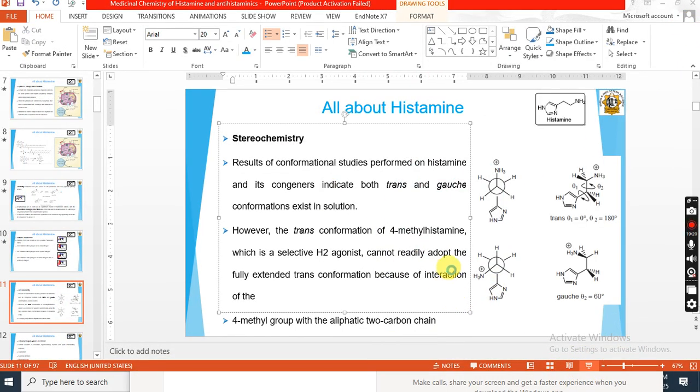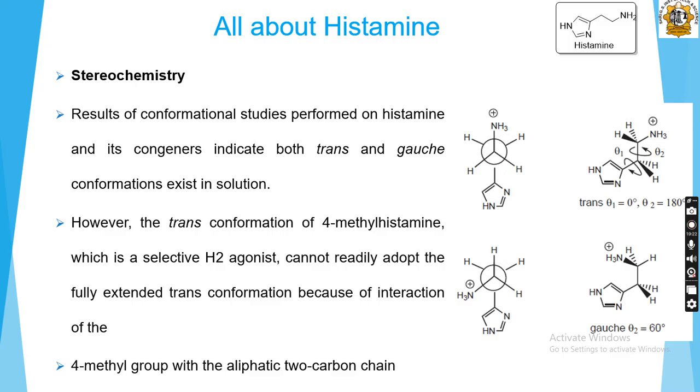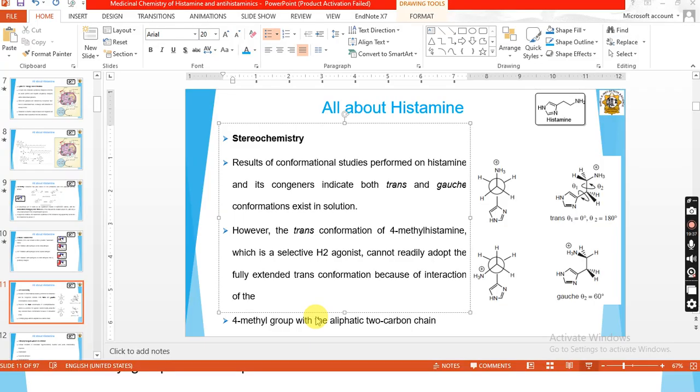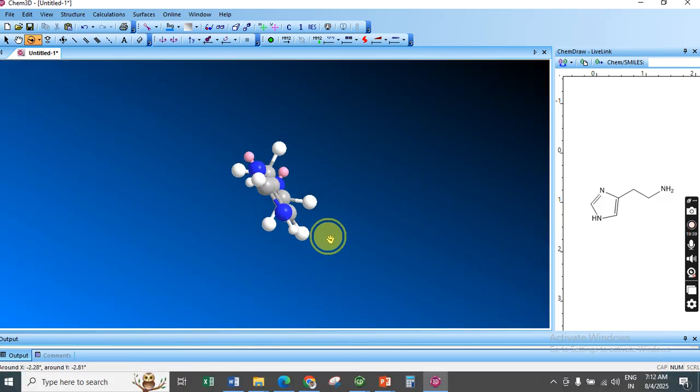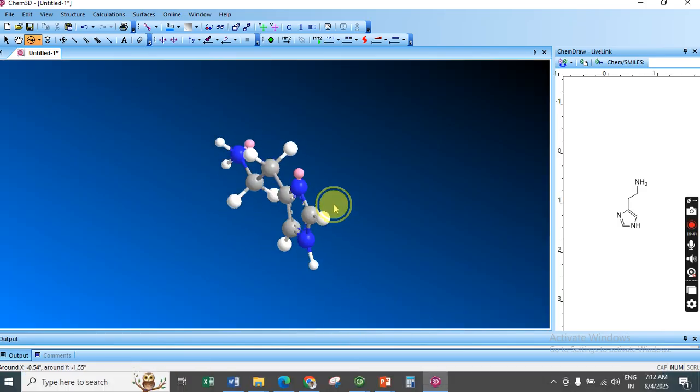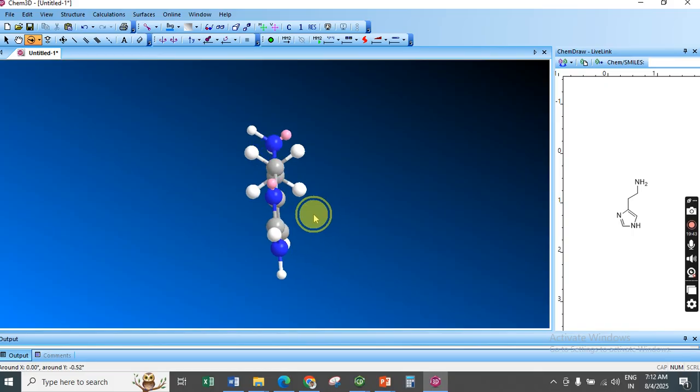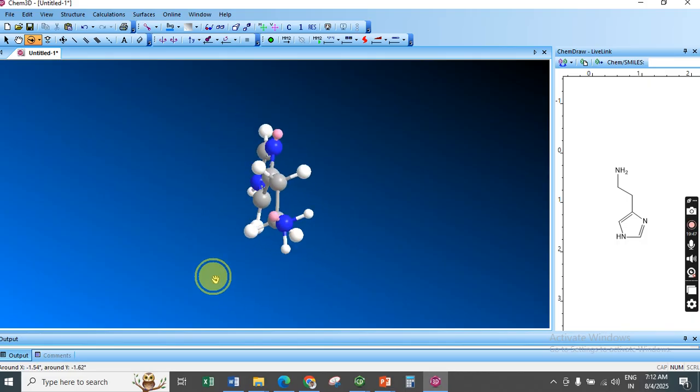So if you see carefully, this NH3 is going up, and this NH3 is going down. So two forms exist, like here. Mostly this form is available because NH is going up, or something like this.